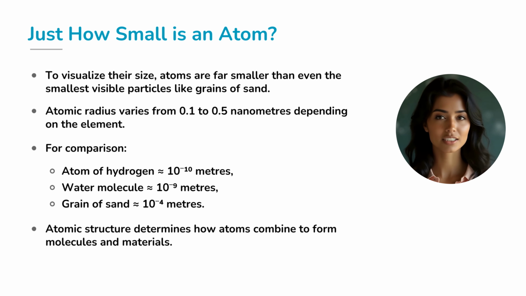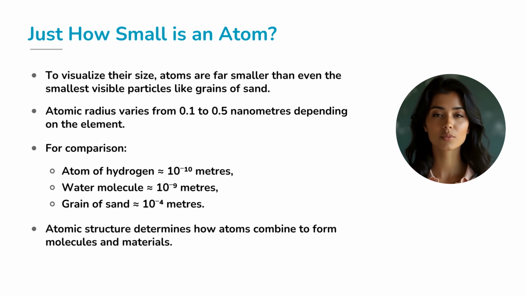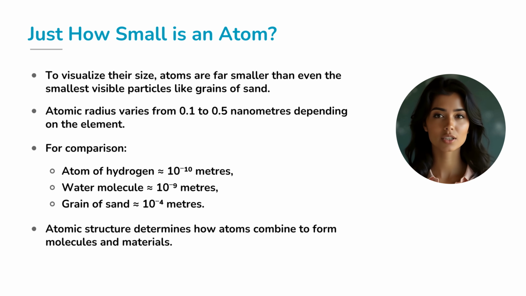Here's how their sizes compare. A hydrogen atom measures approximately 10 to the power of minus 10 meters. A water molecule is about 10 to the power of minus 9 meters. A red blood cell is roughly 10 to the power of minus 6 meters. And a grain of sand is around 10 to the power of minus 4 meters. As you can hear, the jump in scale from atoms to visible matter is enormous. So yes, atoms are mind-blowingly small, but their structure and behavior determine the entire chemistry of matter.